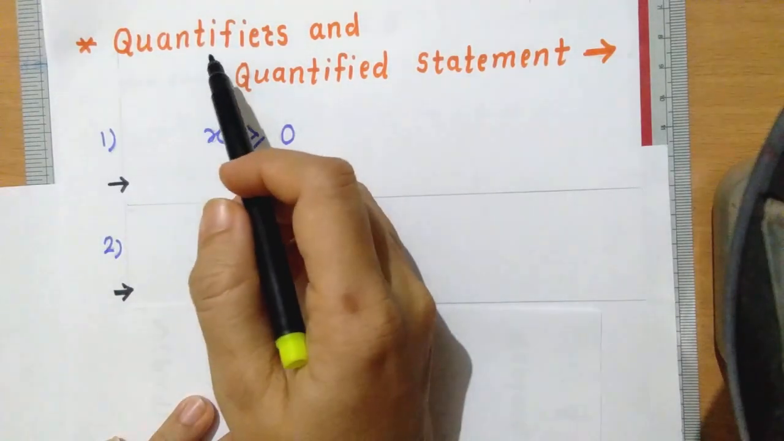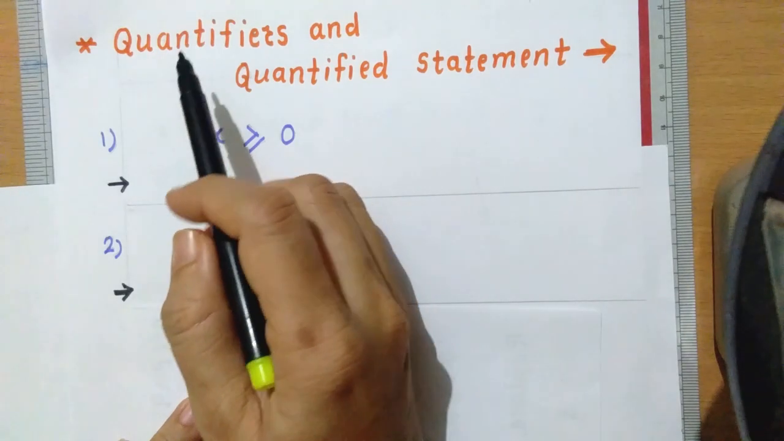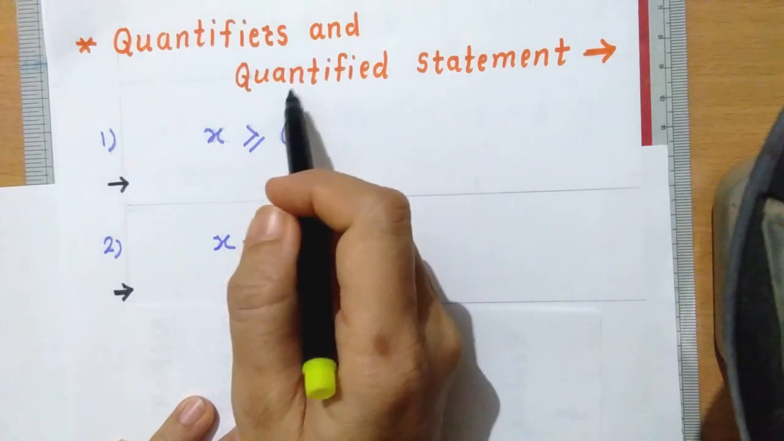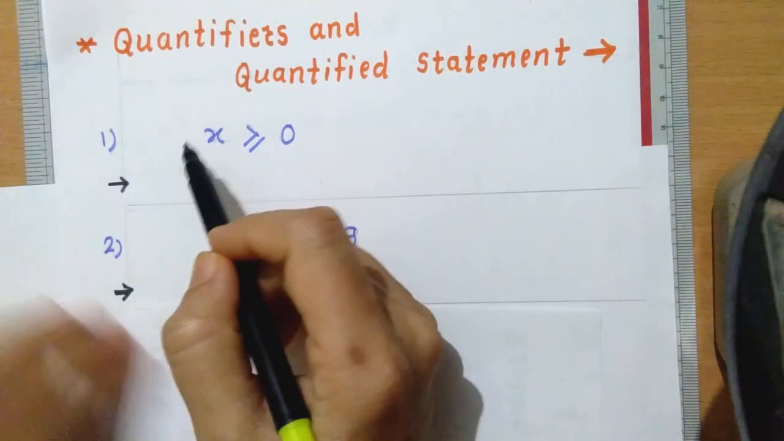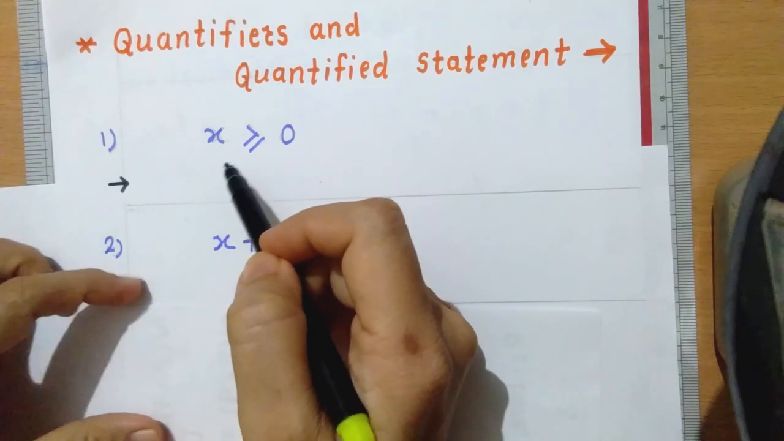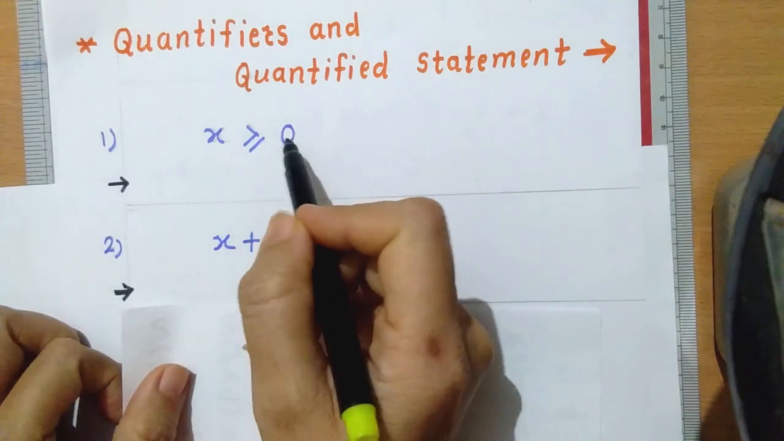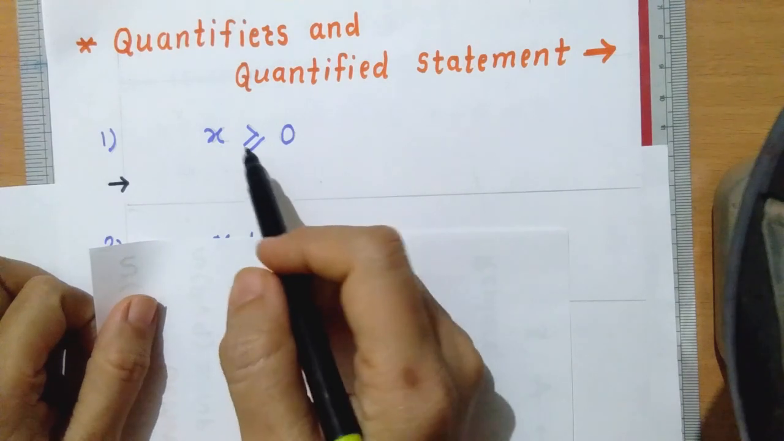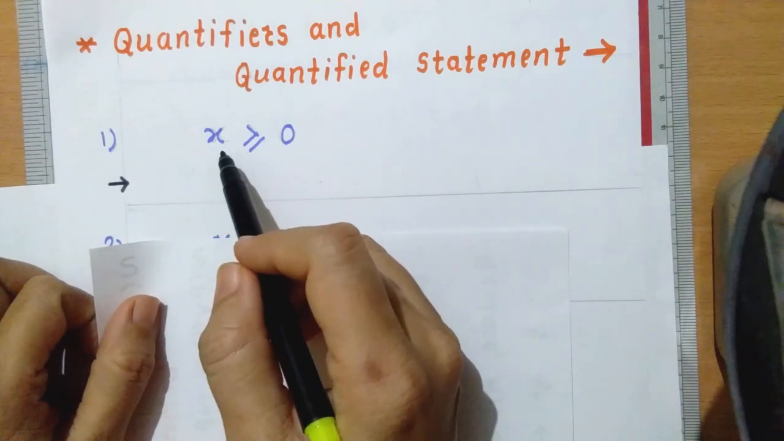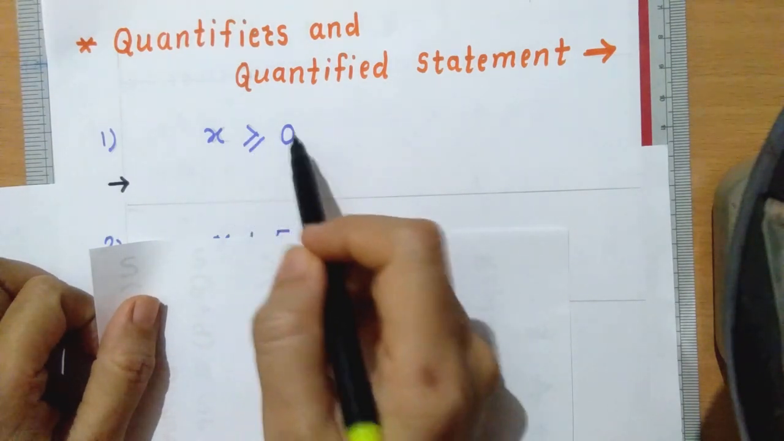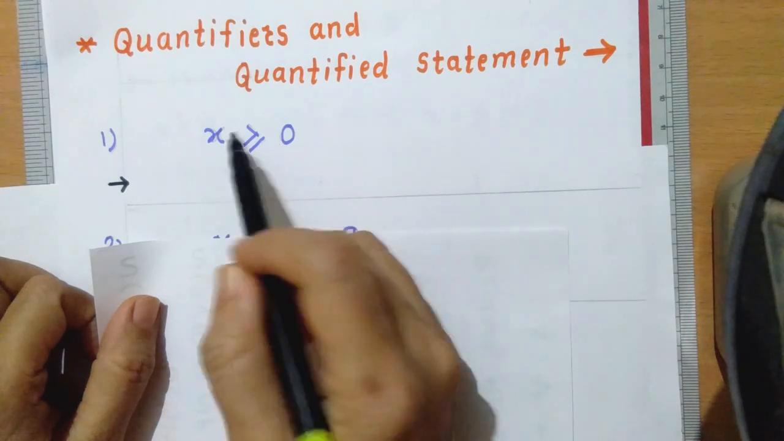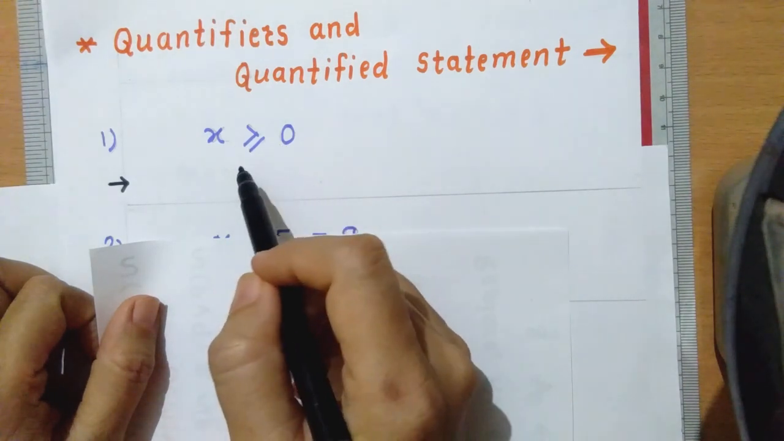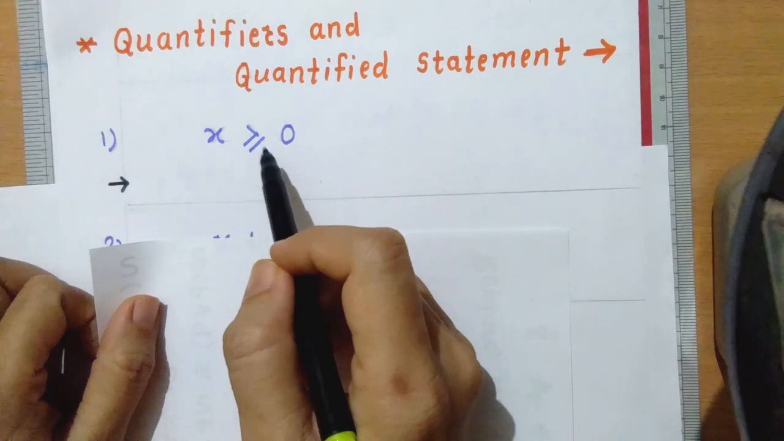Now we are going to study our next point, which is quantifiers and quantified statement. Let's take first example, x greater than or equal to 0. Now here x is a variable. So if x is positive, then it will be true. And if x is negative, then it will be false.